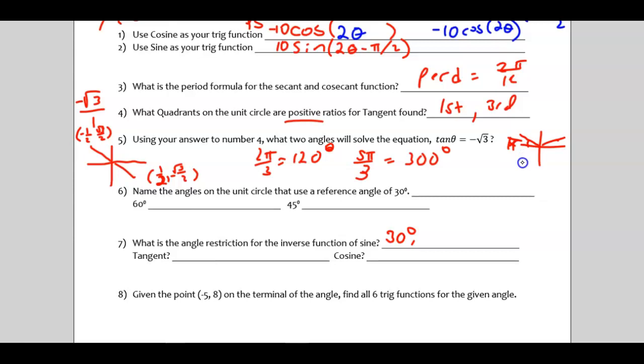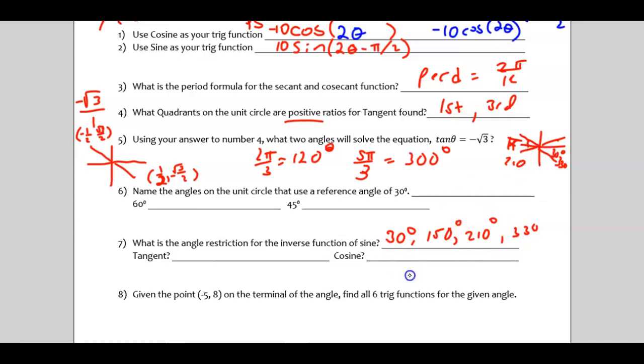5π/6 would be 30, 60, 90, 150. All right. If I went to the third quadrant, I could say 7π/6, which is 210. That would have a reference angle of 30 degrees. And also, if I came all the way over here with 330, I can say 330, because from 330 to 360 is 30 degrees as well. So all those angles have a reference angle of 30 degrees.